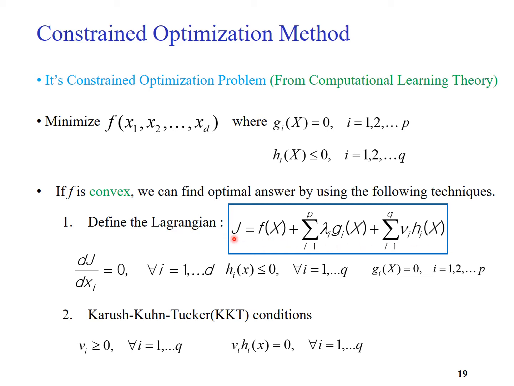By solving this Lagrangian function, you can solve this problem indirectly, okay? So you now focus on this Lagrangian function. How do you solve it? You have some tools. You take the derivative of J with respect to x, okay? And then you have some other tools called KKT conditions. It says nu_i times h_i(x) equals 0, okay?